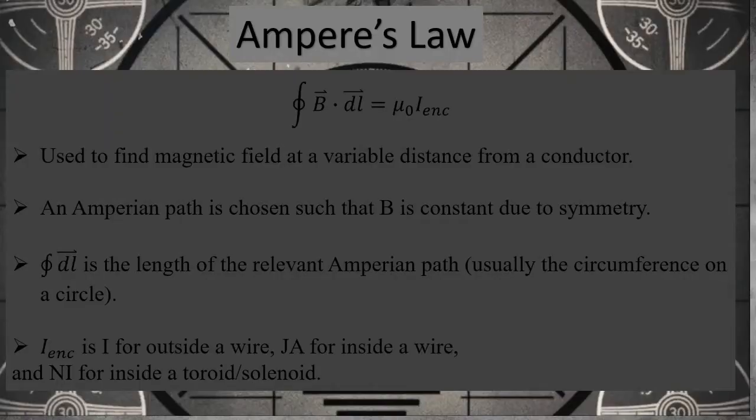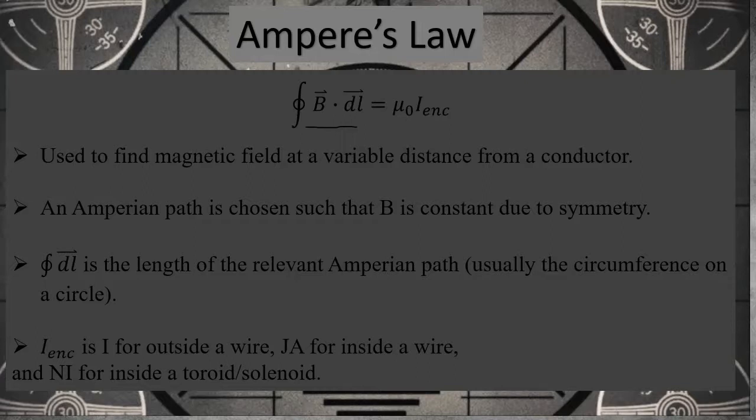To sum up, this is Ampere's law, and it's used to find magnetic field due to conductors. We do so by first choosing a path that has relevant symmetry for the conductor. Again, it's almost always a circle, so the left side here is just going to be B times 2 pi r, with the exception of a solenoid, at least in Physics C.